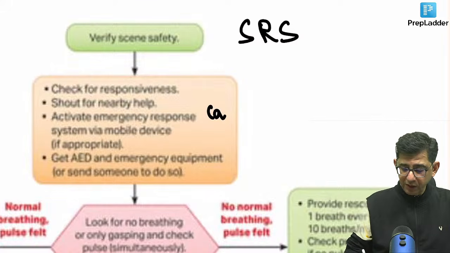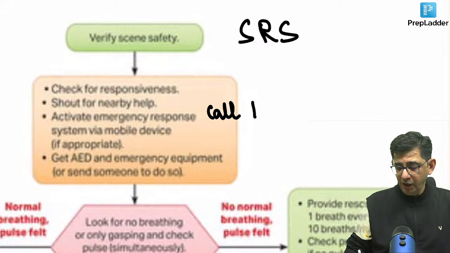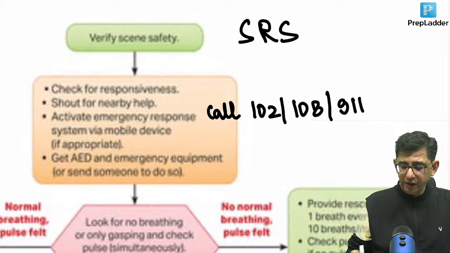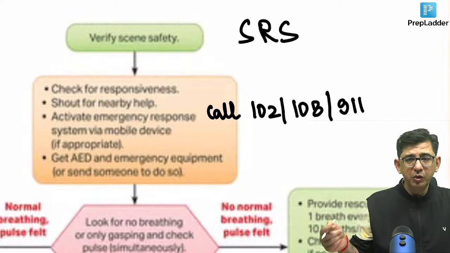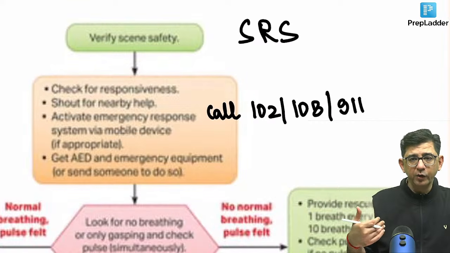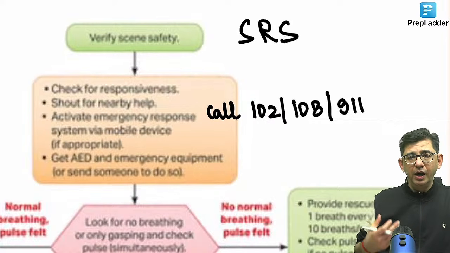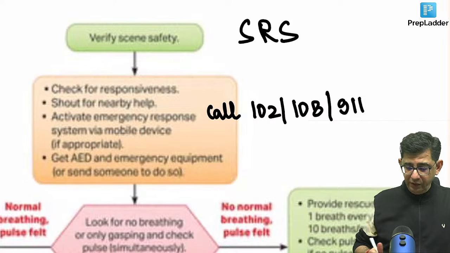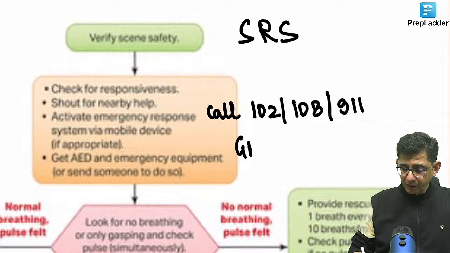That is, you will ask the person who has come to help you to call 102, 108, or like in America they call 911. So arrange them in the correct order: scene safety, responsiveness, shout for help, activate emergency response, that is, call the emergency number, and then ask them to get the automated external defibrillator.